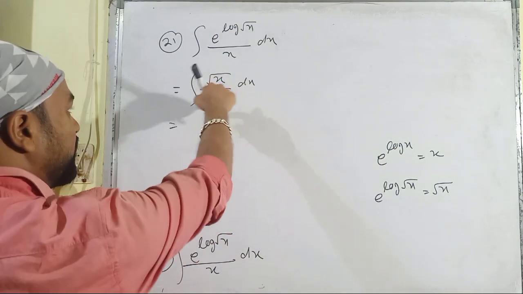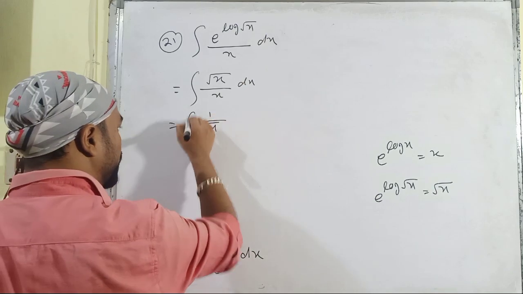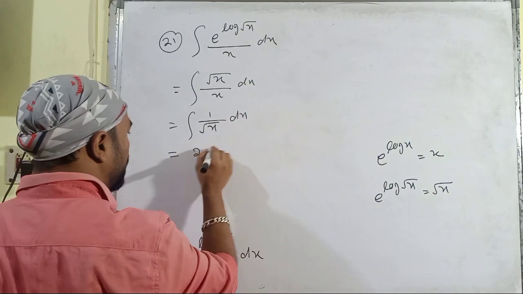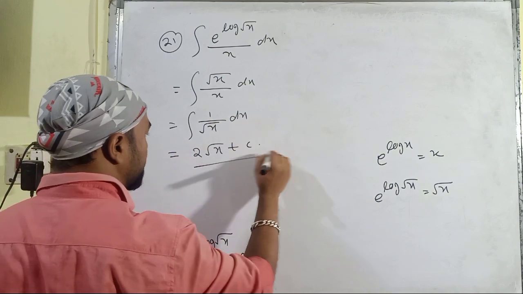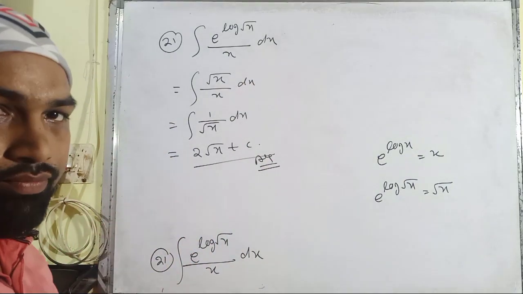First of all, we have to simplify the numerator with the denominator. So it will be 1 upon root x. So integration of 1 upon root x with respect to x will be 2 root x plus any constant c, and this will be the answer for problem number 21.